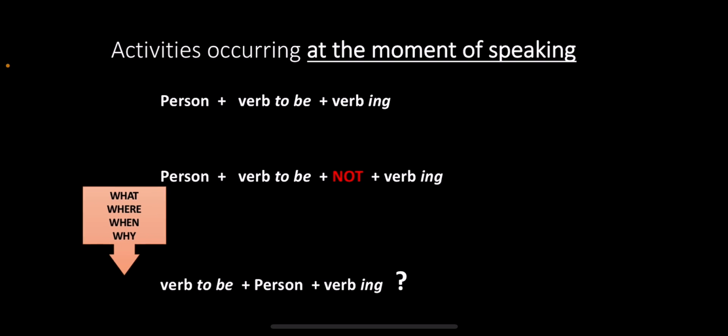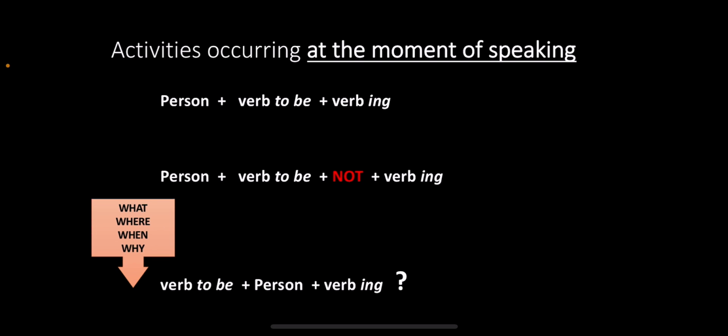We can make our questions even more complex or ask for different information if we include words like what, where, when, or why at the beginning. So we can say, for example, what are you studying this semester? Where are you studying this year? When are your classes starting for this semester? So we can make our questions even more complex by adding WH questions at the beginning.